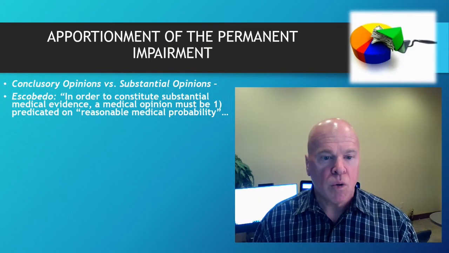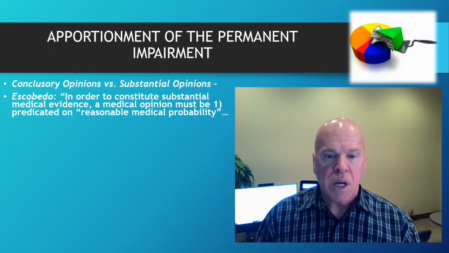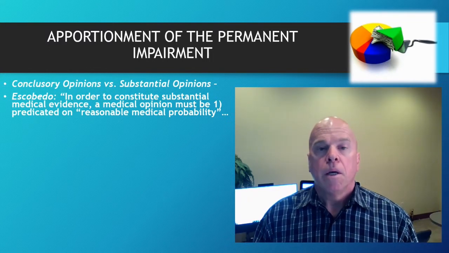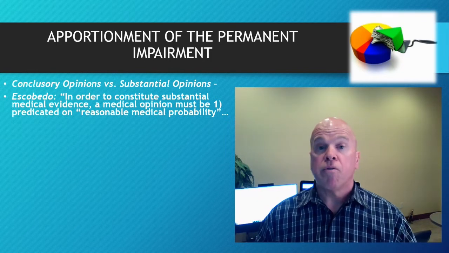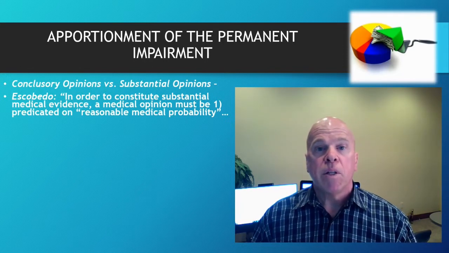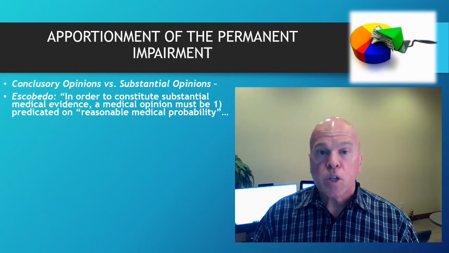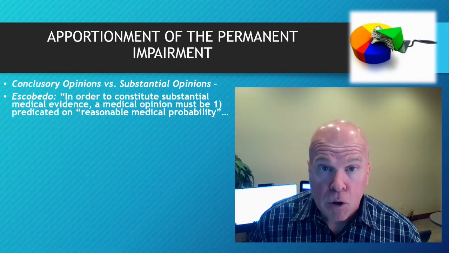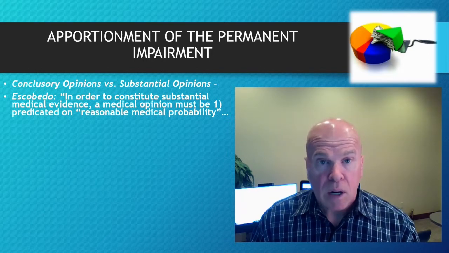Escobedo tells us in order to constitute substantial medical evidence, a medical opinion must, number one, be predicated on reasonable medical probability. So this is a formula, this is a recipe that we can use. Every single time in the body of your report, when you offer an opinion and a conclusion, always predicate that opinion and conclusion with the phrase with reasonable medical probability.